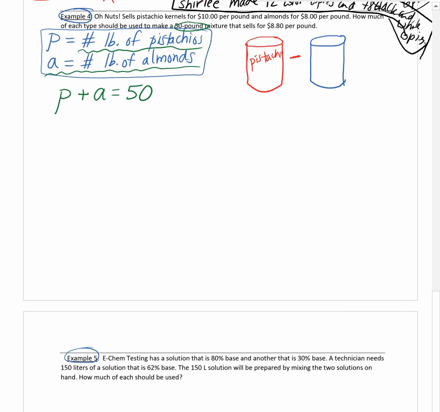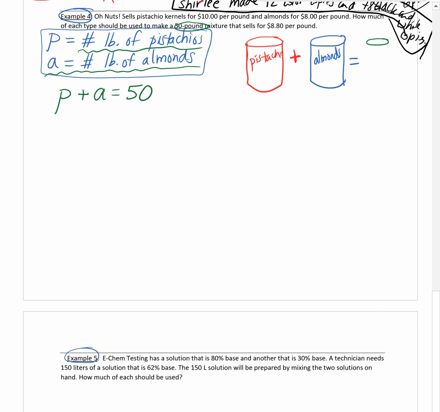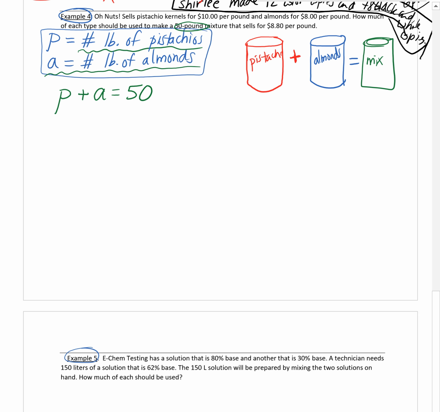We're going to take those, combine them with this bin full of almonds. I don't really know how many pounds of each there are, but it's just some amount. And I'm going to get some mixture, a mixture of the two. So let me label the price. Pistachios cost $10 per pound. And then almonds were $8 per pound. And the mixture they want to be $8.80 per pound.